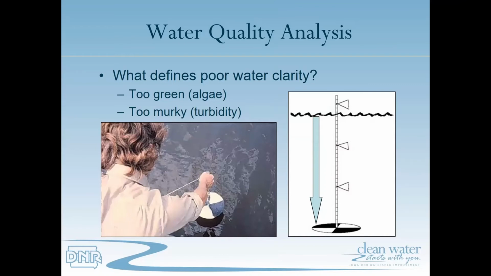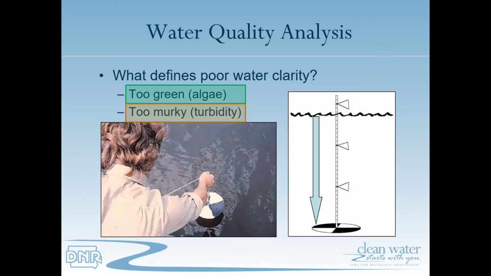We want to figure out what defines poor water clarity. It can be a couple different things. It can be either too green from algae-based issues, or too murky from turbidity issues, or if you want to think of turbidity as suspended sediment or small soil particles floating in the water column. And what we see in Orient Lake is at any time it can either be too green, like a split pea soup, or too murky, like chocolate milk. So depending on different issues and factors in the watershed, the water quality can change throughout the year.